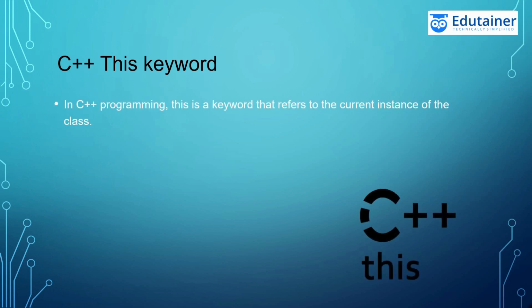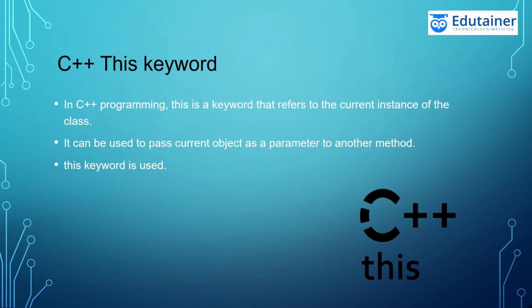In C++ programming, this is a keyword that refers to the current instance of a class. It can be used to pass the current object as a parameter to another method. So over here, this is a keyword used as a syntax, so you cannot use it as a variable. Why don't we move to Code::Blocks so that I can show you about this keyword to get a better understanding.